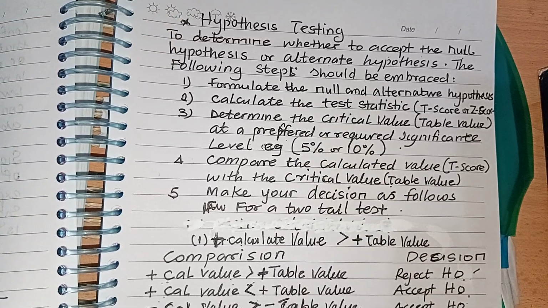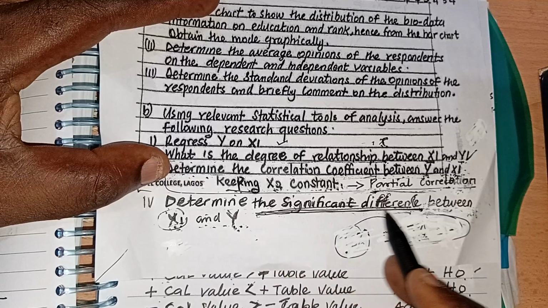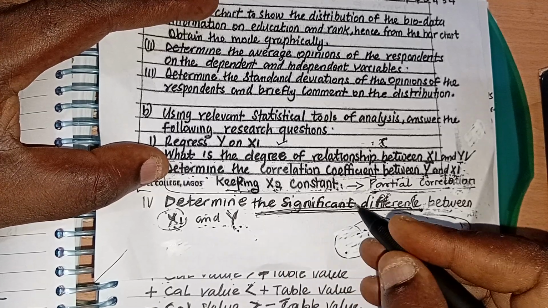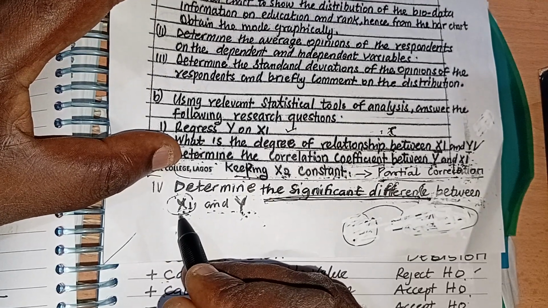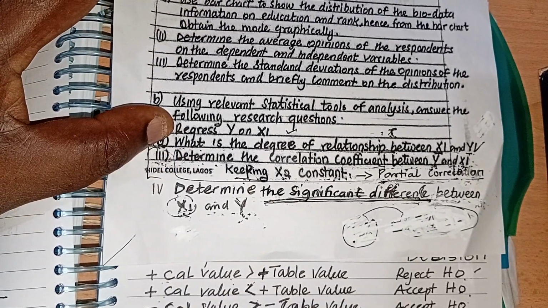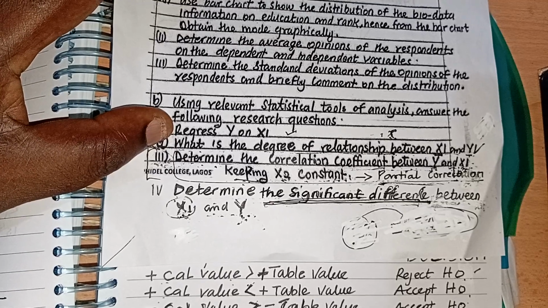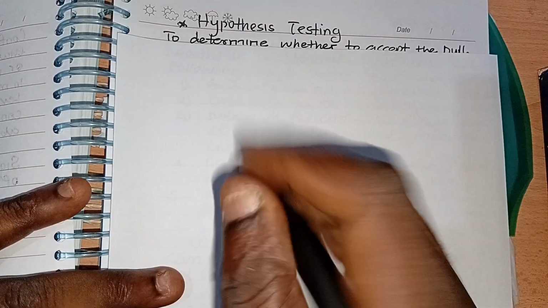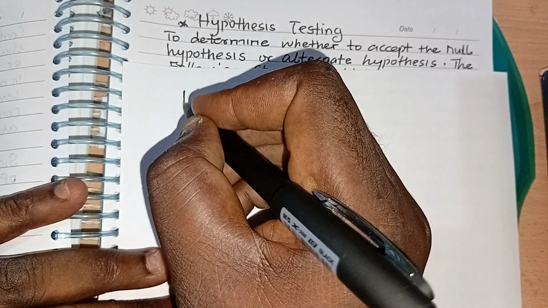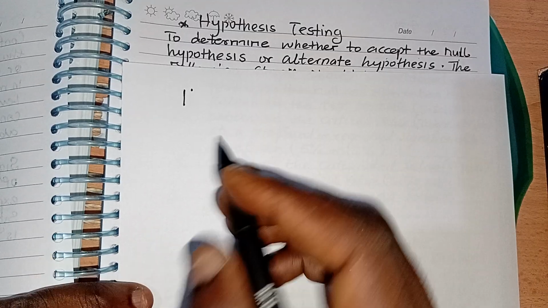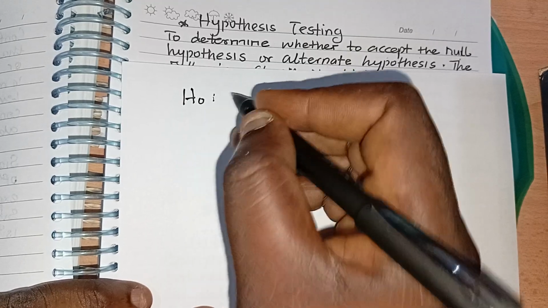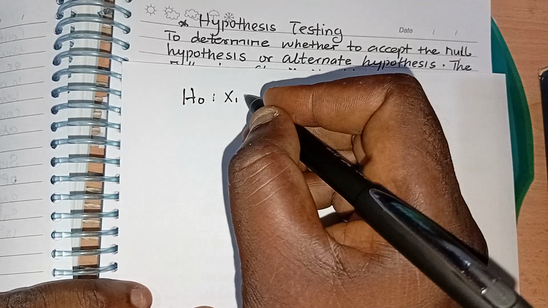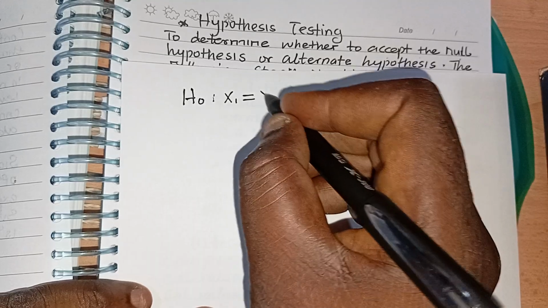Now, if a question says, determine the significant difference between two variables, in this case we are looking at x1 and y1, you are going to form your hypothesis in this manner. This is the solution to the question. Number one is to form the hypothesis. Write it down. That's number one. H0: what is our H0? That x1 is equal to y1.